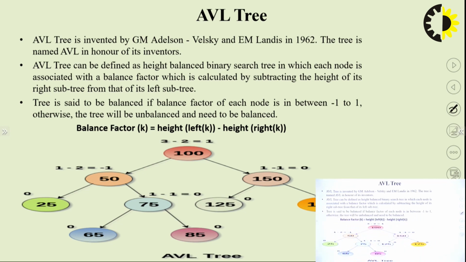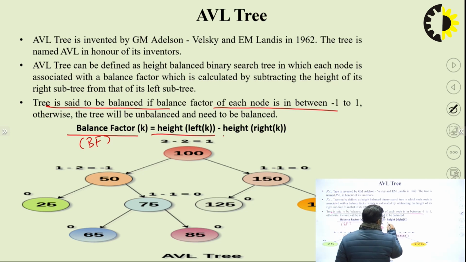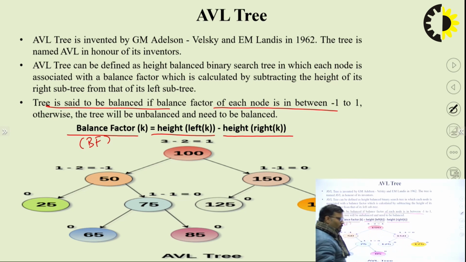A tree is said to be balanced if the balance factor of each node is between -1 and 1. Second, the formula of the balance factor is equal to the height of the left subtree minus the height of the right subtree. So here we will find out the height.